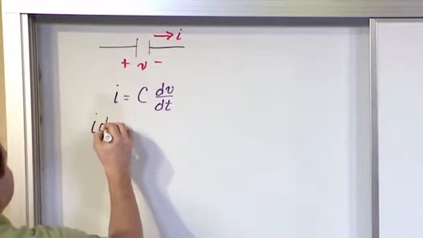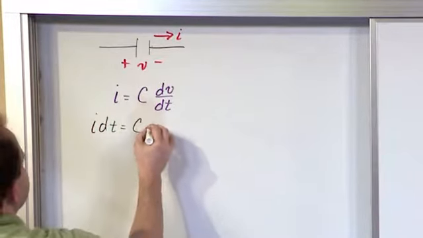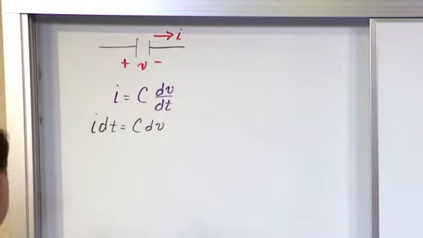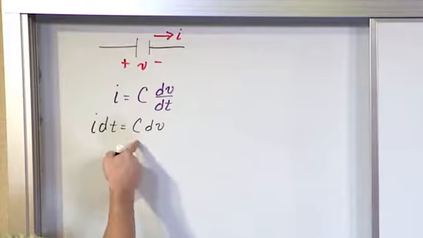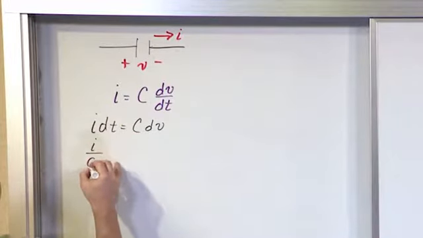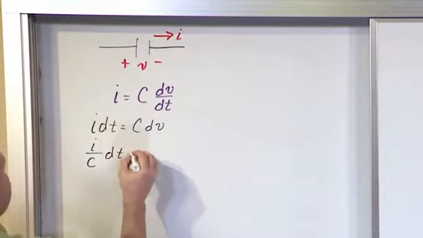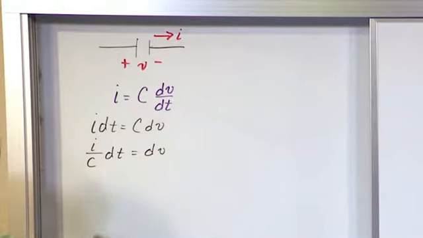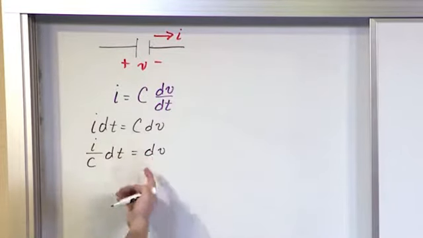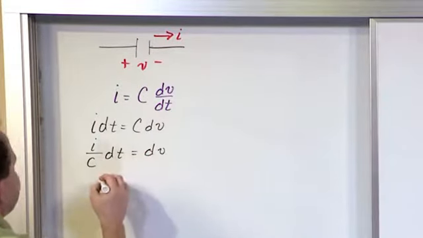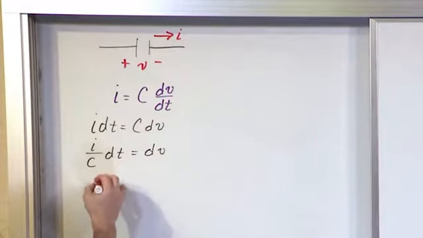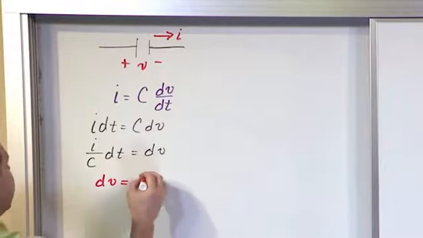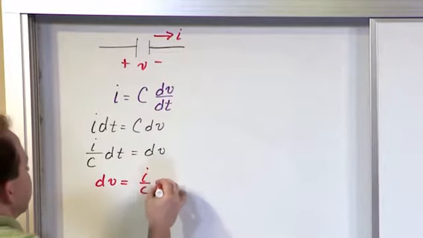So I times dt is equal to C times dV. Then we move it as if it were a fraction and divide by the capacitance. So I over C times dt is equal to dV. Now let's flip around the equal sign, because I'm solving for V, so I want it on the left-hand side. Basically dV is equal to I over C times dt.